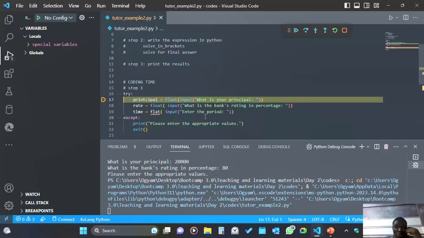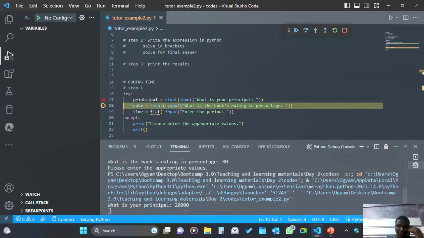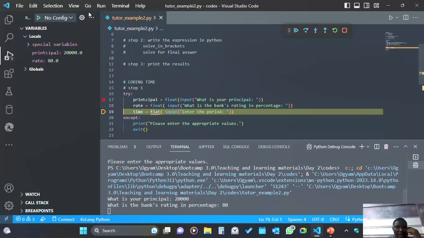The red dot is called a breakpoint. So take note of the breakpoint. The computer has run this line and we put in 20,000, 1, 2, 3. Now it's about to run the rate. You say, okay, carry on, run the rate. The rate came out perfectly. Then we say 80. Now if you can see, the principal is 20,000, the rate is 80, everything is perfect.